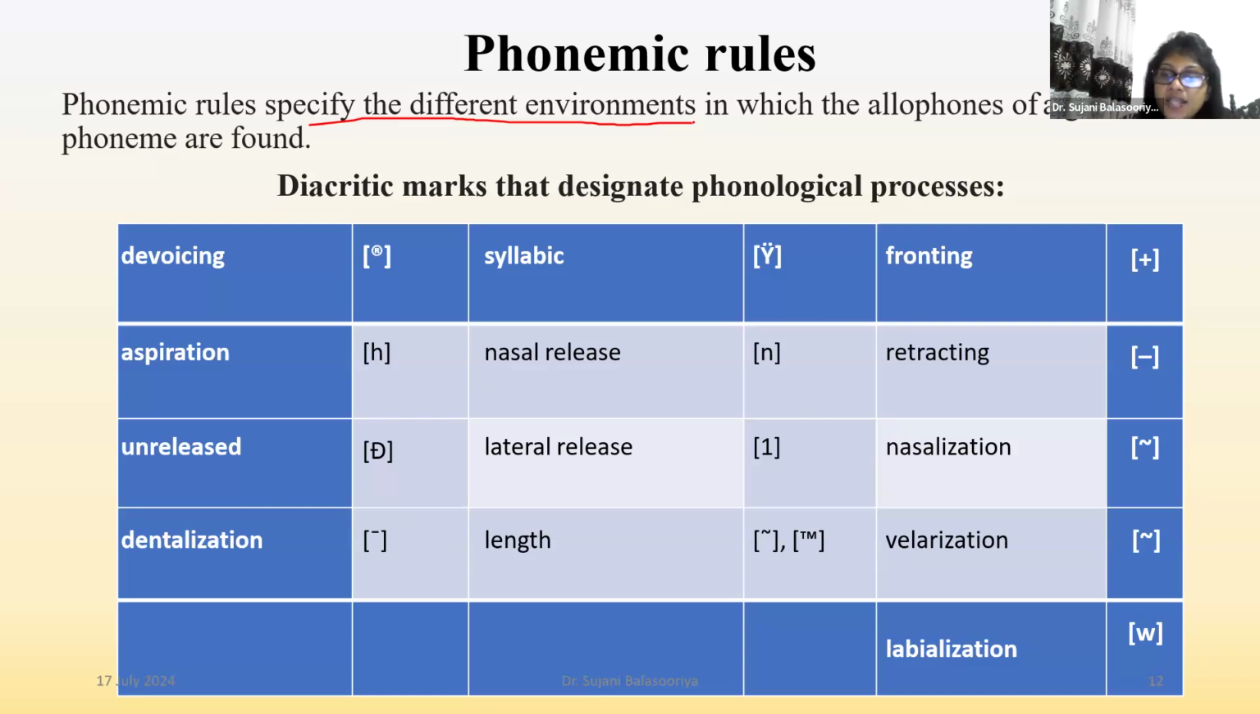To understand it and to streamline it, we can find these phonemic rules. So we'll discuss the basics of phonemic rules now. Before we go into that discussion, you have this table. I think I have included this table in your note. These are some diacritic marks that designate phonological processes. So when you write a phonemic rule or phonological process, you will be using these marks.